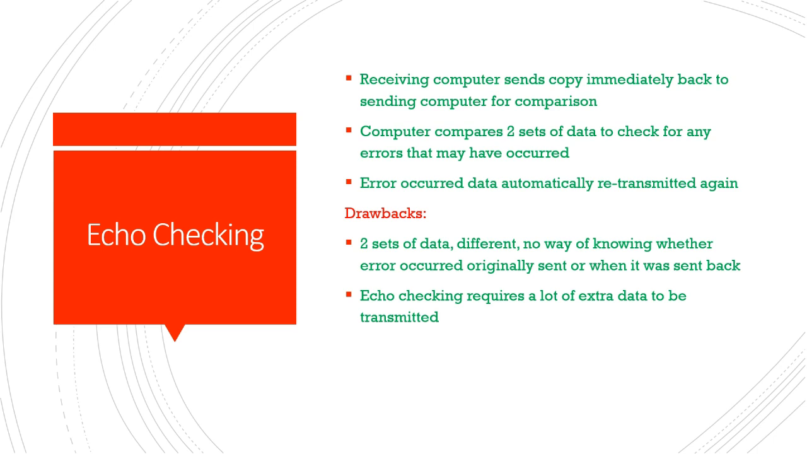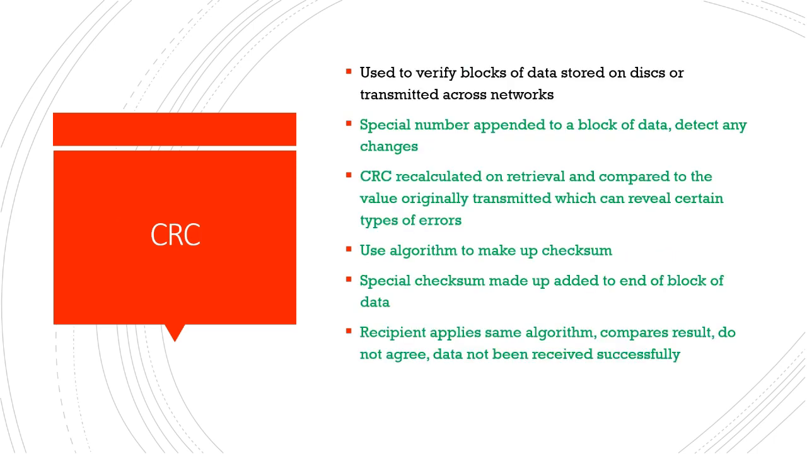Or whenever the original was sent, it could be completely fine, and when the copy was made and sent back, it was wrong. So you don't actually know when the error occurred. And echo checking also requires a lot of extra data to be transmitted.